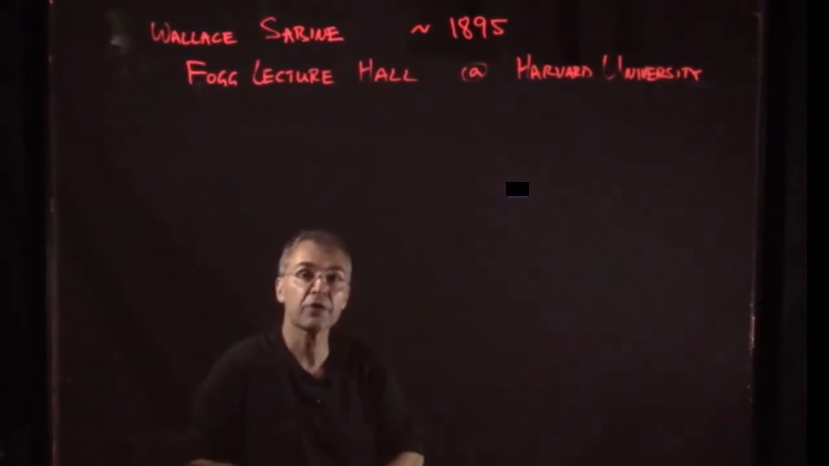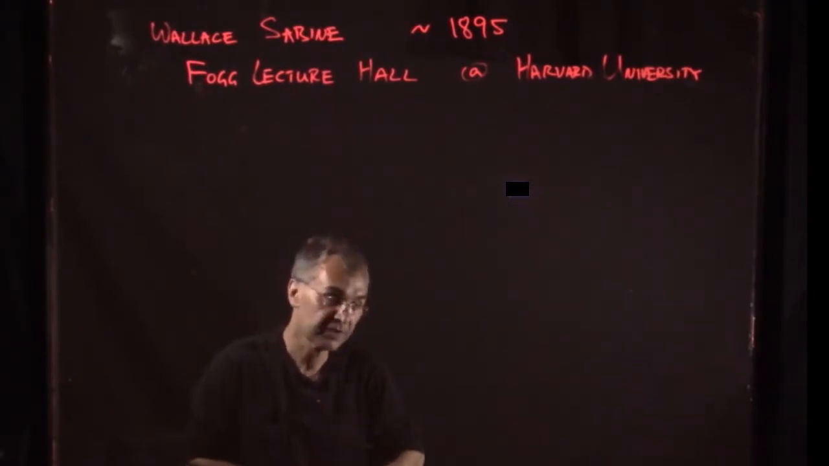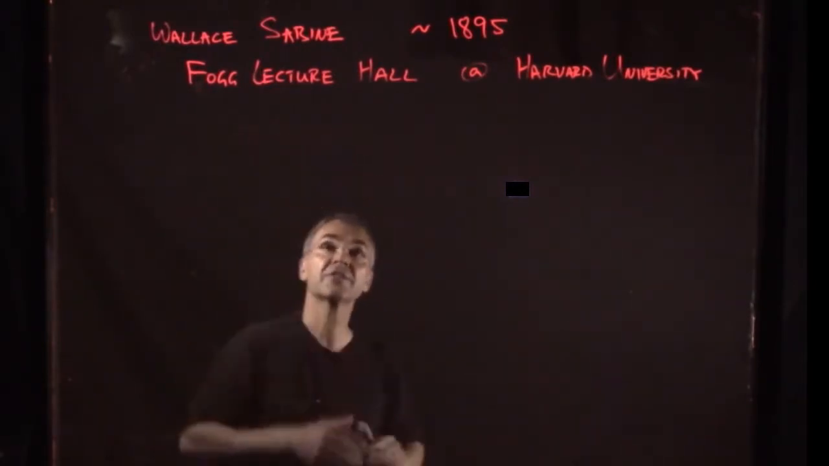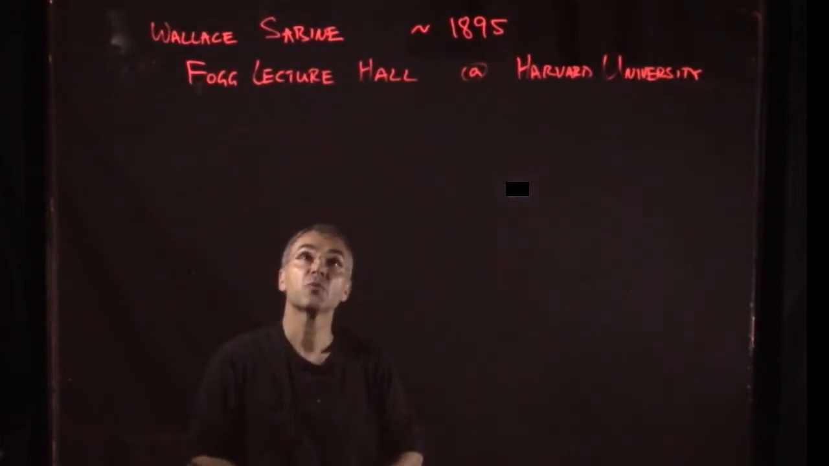The field of architectural acoustics was born in the year 1895 when a young assistant professor of physics named Wallace Sabine was assigned the thought-to-be-impossible task by his department chair of improving the acoustics in the just recently constructed Fogg Lecture Hall on the Harvard University campus. The Fogg Lecture Hall no longer exists, but it's now the site of the Fogg Art Museum. It was designed as a classroom, kind of a medium-sized classroom lecture hall, comparable to DRL A1 on the Penn campus.